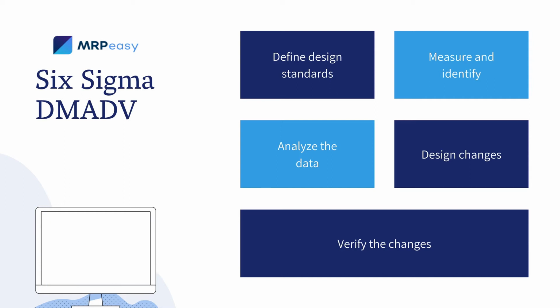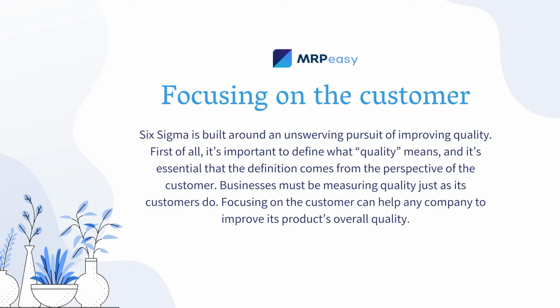Six Sigma bases its success on several strategic principles. Focusing on the customer. Six Sigma is built around an unswerving pursuit of improving quality. First of all, it's important to define what quality means, and it's essential that the definition comes from the perspective of the customer. Businesses must be measuring quality just as its customers do. Focusing on the customer can help any company to improve its product's overall quality.